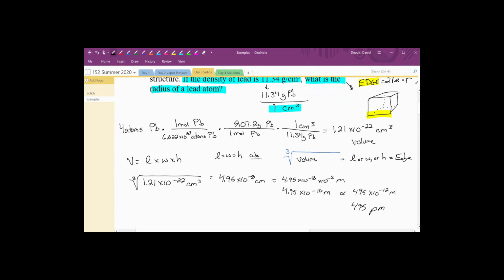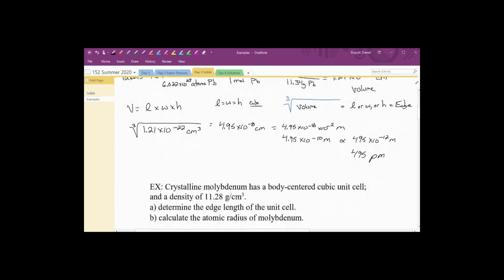All right. So I got the edge length. So now the edge, E equals 2 square root of 2 times R. So 495 picometers equals 2 square root of 2 times R. So R would be 175.